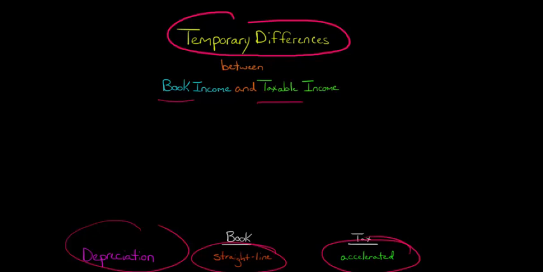So either way, they're taking the same amount of depreciation over the entire life of the asset, but for tax purposes, they're getting the deductions kind of front loaded. They're taking it more in the early years of the asset's life, and then taking fewer deductions toward the later years of the asset's life. And that's going to create a deferred tax liability that's going to reverse over time.